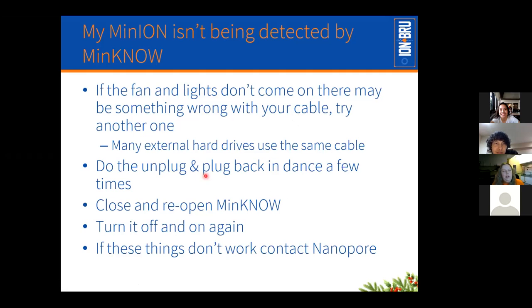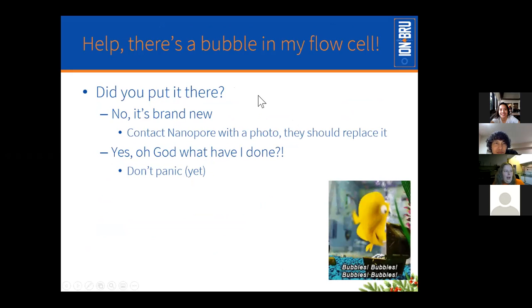You may need to unplug and plug back in a few times, close and reopen MinKNOW, turn the computer off and on again, the usual things you might try. If these things don't work, you need to contact Nanopore because there's a problem. Bubbles in flow cells. If it's brand new and there's a bubble there, you want to send a photo to Nanopore and they'll replace it.